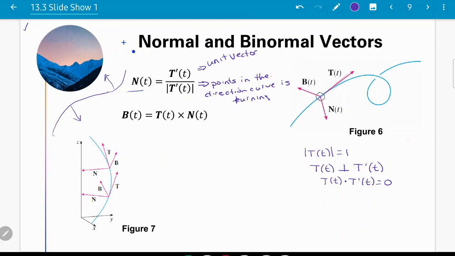We also are going to define B(t), which is the binormal vector, and it is going to be the cross product of T(t) and N(t). This is also a unit vector. We know that because B(t) is a cross product, B(t) is perpendicular to T(t), and B(t) is also perpendicular to N(t). These three vectors form what we are going to call the TNB frame.